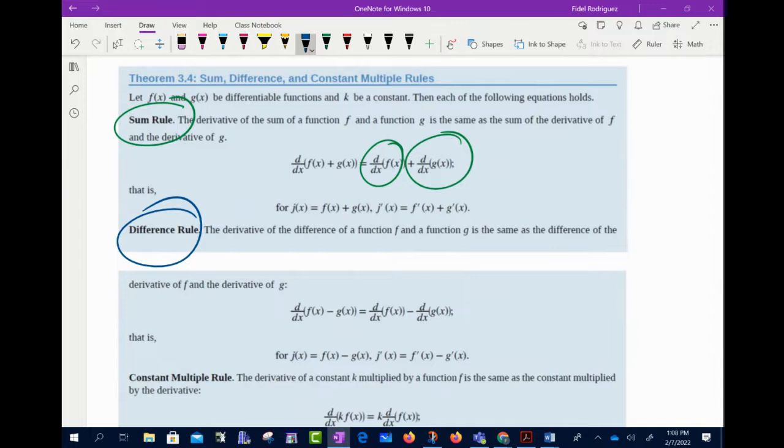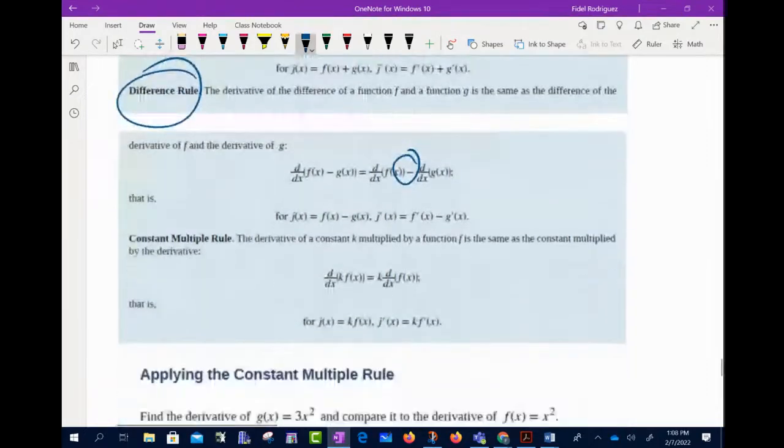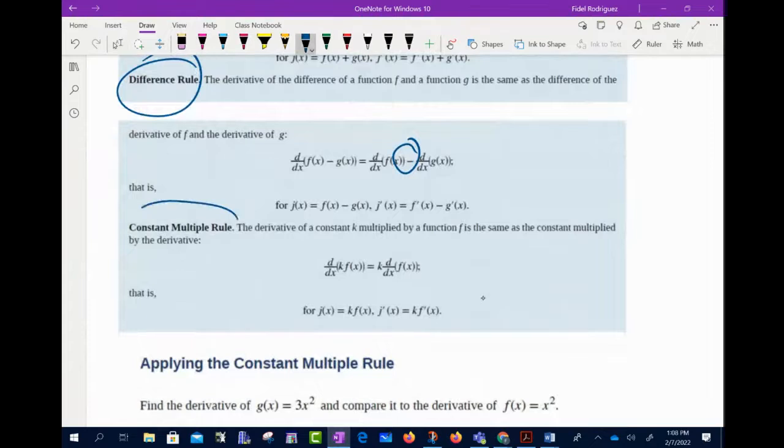The difference rule, y'all, works exactly the same. If you're taking the derivative of a difference of functions, take the derivative of the first one, take the derivative of the second one. Since you are subtracting, you're going to subtract. Okay? And then something called the constant multiple rule. The constant multiple rule says if you're taking the derivative of a constant times a function, you can take the derivative of the function and then multiply it by the constant once you've taken the derivative. That's all it's telling me right here.